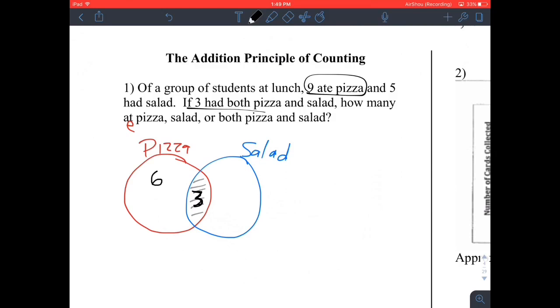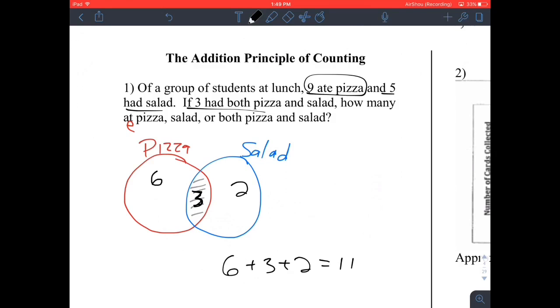Now for salad. Of those, there were 5 total that had salad. 3 had both. That means there are 2 left here. So if you look, we got 5 had salad, we got 9 had pizza, 3 had both. So how many were there total that had pizza, salad, or both? Well, it's 6 plus 3 plus 2, which is 11 people.